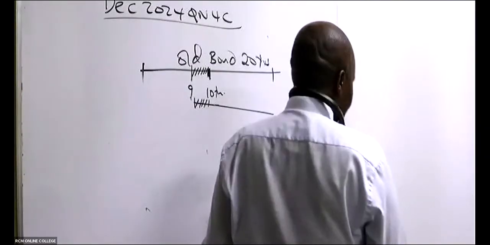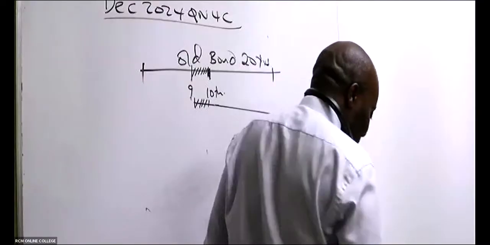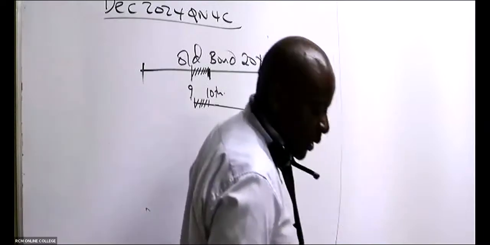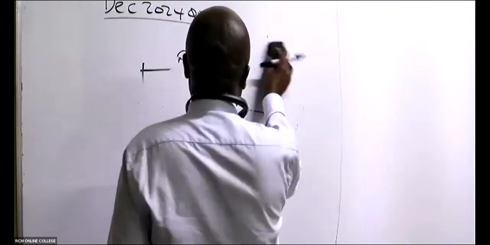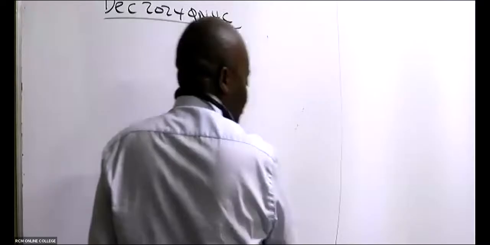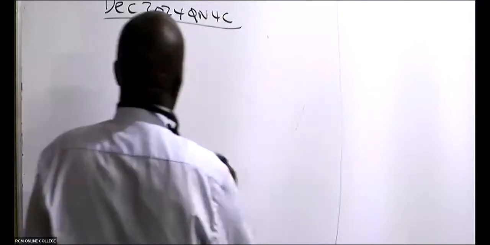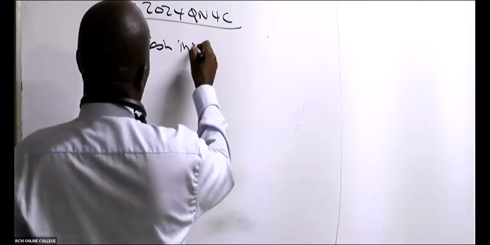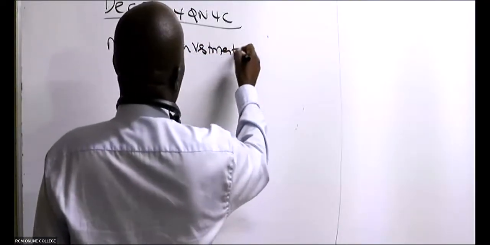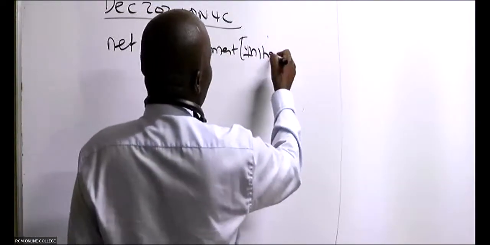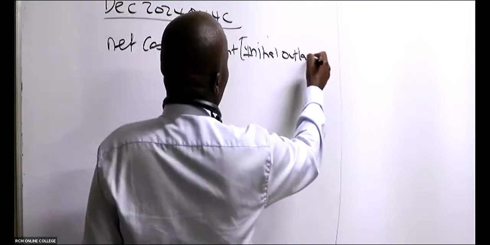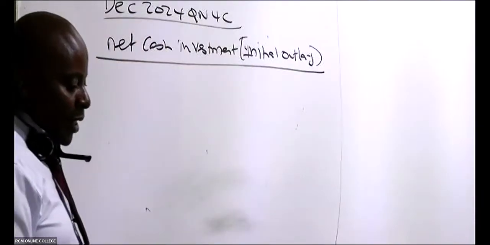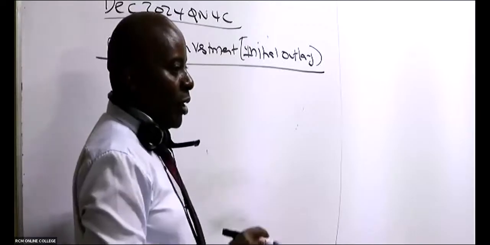So right there, the net cash investment, which is the same as what here? Initial outlay. Initial outlay to enable refinancing. To enable refinancing, we have what we call the initial outlay.